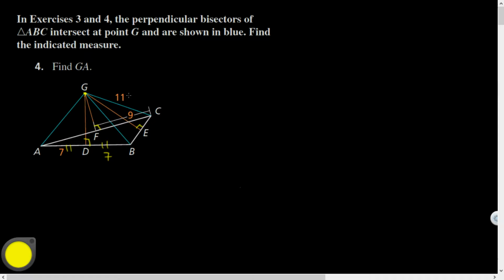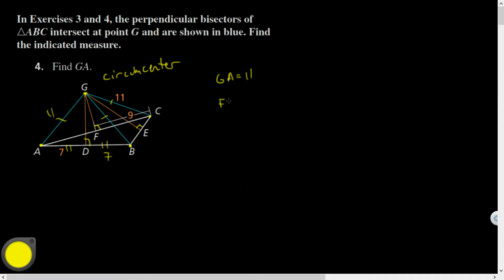So I just want to point out they wanted us to find GA. Now, you might remember that point G is called the circumcenter, right? And it is equidistant from the vertices of our triangle. And so since it has that property, that means this 11 is also congruent to that, which is 11, which is congruent to that, which is 11. So GA is equal to 11.